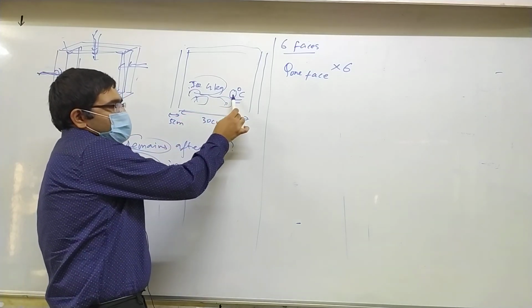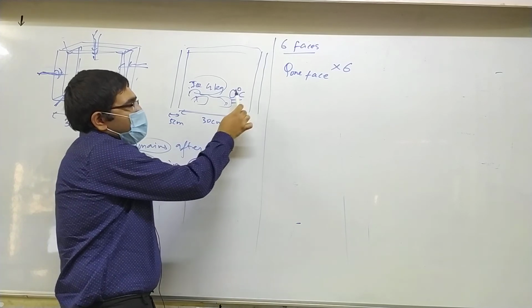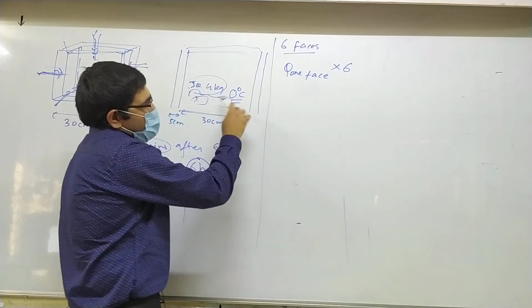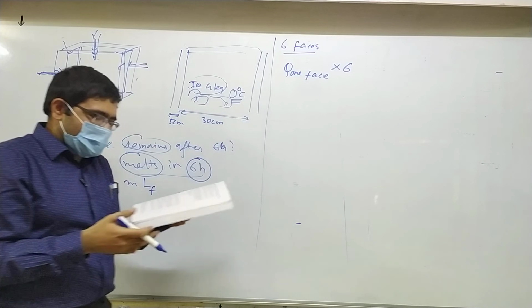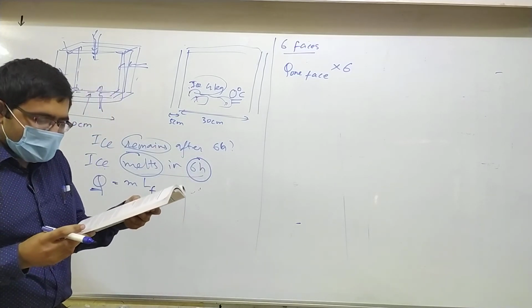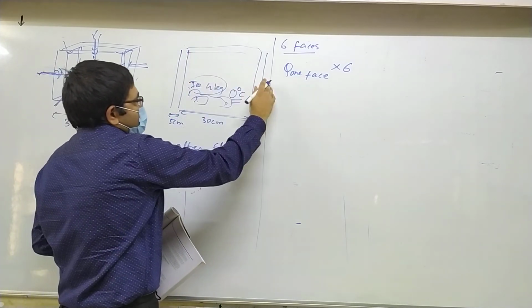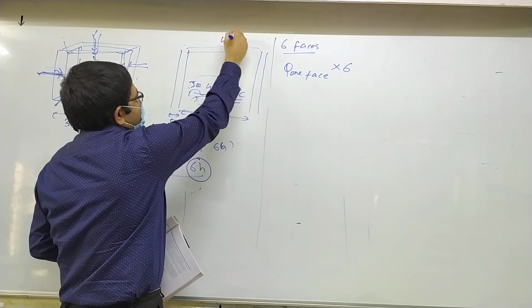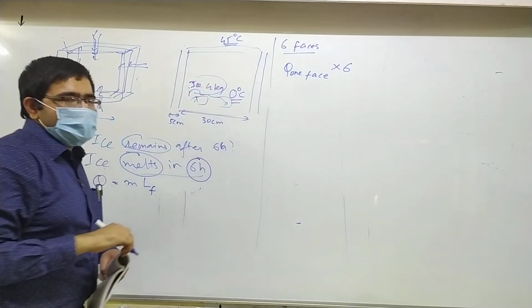Okay, so the temperature inside is 0 degrees Celsius and the ice is going to melt, so the temperature won't change. Now what's the outside temperature? I believe that would be given in the question. Yes, it is 45 degrees Celsius. So the outside temperature in every direction is of course 45 degrees Celsius.